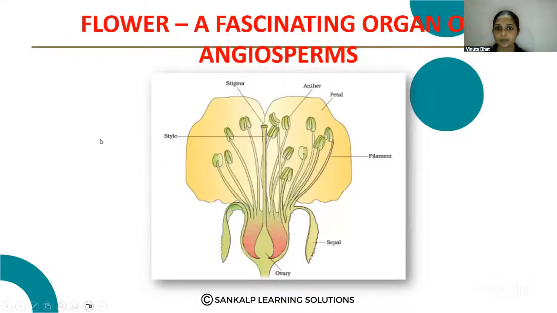So flower, mainly angiosperms, means they are the flowering plants. The flower includes the accessory whorls and the necessary whorls. Necessary whorls means male and female reproductive structures, androecium and the gynoecium, and the accessory whorls means petals and the sepals. So this is the structure of the flower that you have studied.